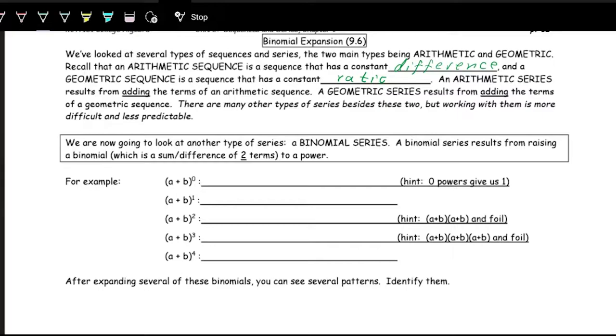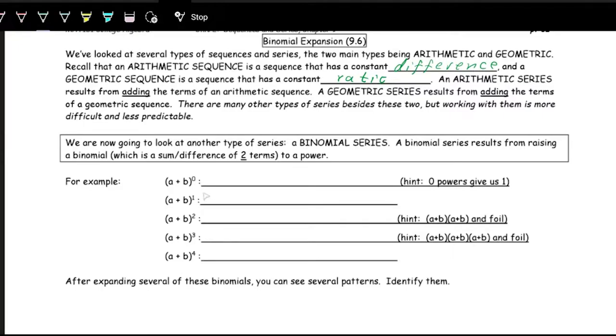What the binomial series is, think about the term binomial. That is a term in math which means you have an expression with two terms. Bi meaning two, and it's like a polynomial, right? Polynomial means many terms. A monomial is just one single term. So these are binomials, and we're raising them to different powers. So let's take a look at some of these different binomial powers.